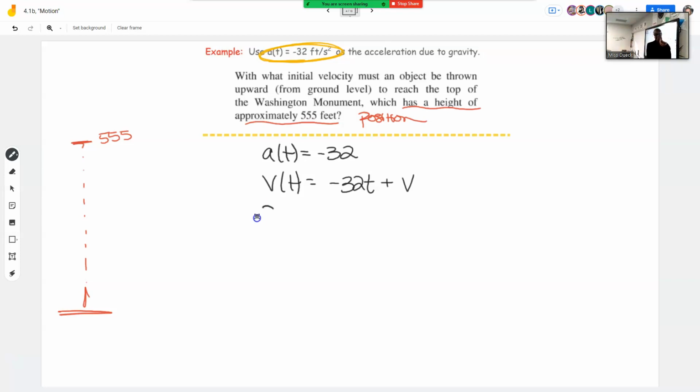And then my position is equal to negative 1/2 of that gravity. So negative 16 t squared plus that initial that I don't know plus, what's my initial position? Where is it starting? 0. Yeah, it's starting from the ground, so that's just going to be 0. So I get to actually say that that initial position isn't a big deal. Now check it. Base up here. I want that to equal 555.